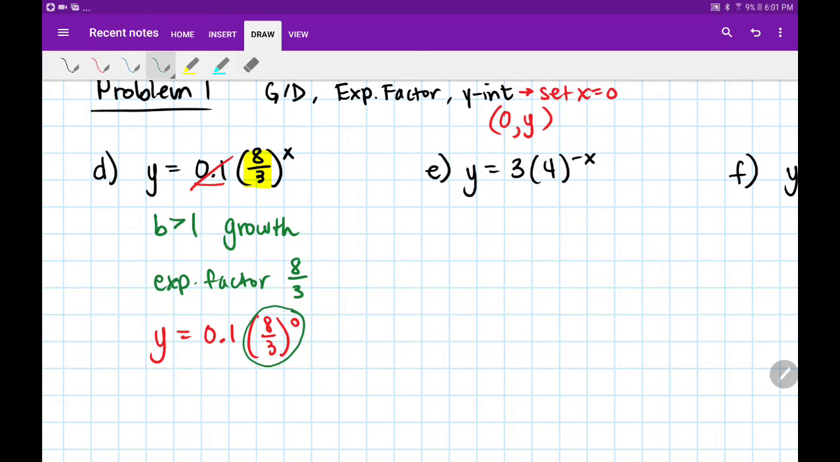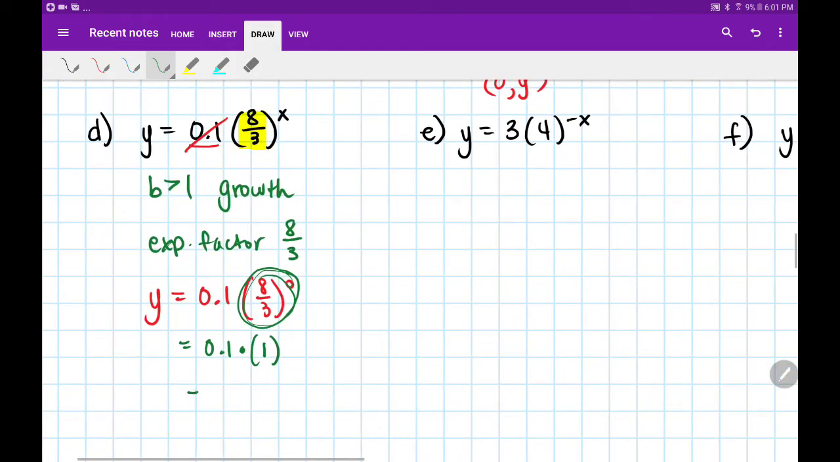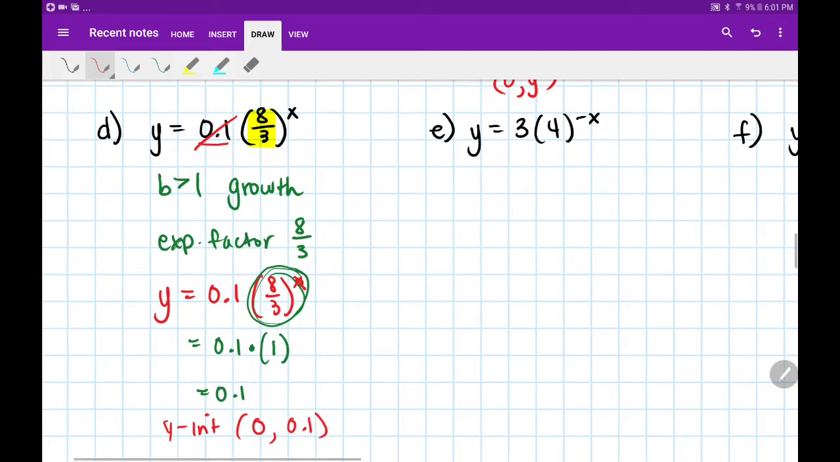So remember, we just talked about this. Anything to the 0 power is 1. So I have 0.1 times this expression, which just became 1. And 0.1 times 1 is just 0.1. So my y-intercept is the point 0, because that's what I plugged in for x, 0, 0.1.